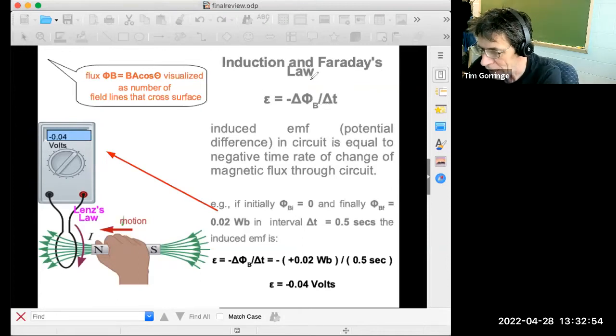So that's Faraday's law of magnetic induction. And it's just saying that when you change fluxes through a circuit, you're going to create induced EMFs, induced currents in the circuit.